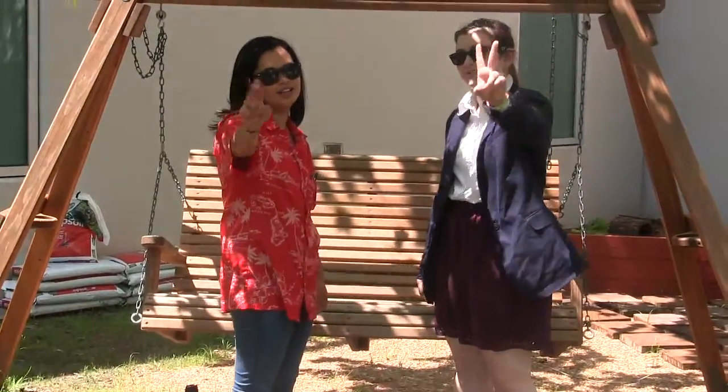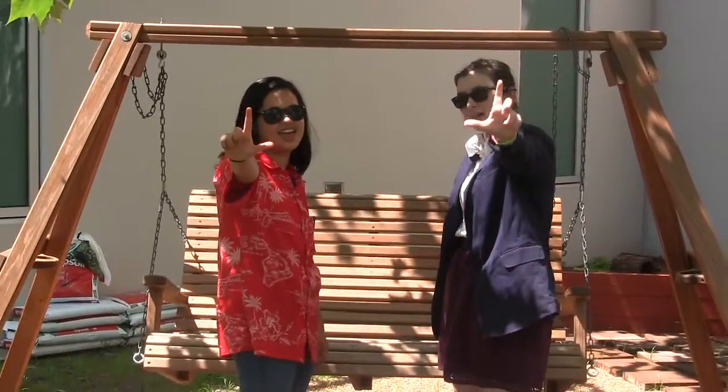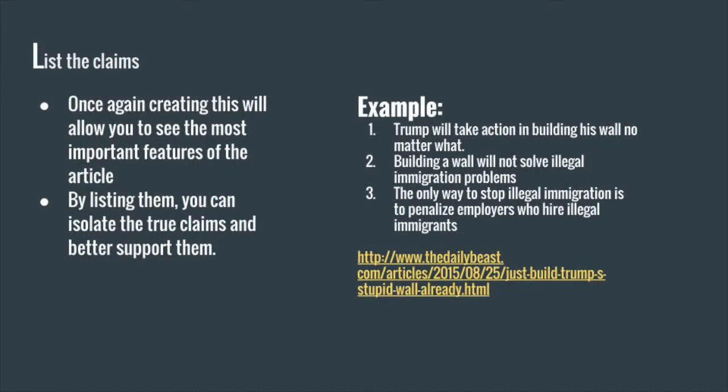Step 2 to getting OLECT is to list the claims. The next letter in the acronym is L, listing your claims. Creating this will allow you to see the most important features of the article, such as the main claims, and by listing them, you can isolate the true claims and better support them. For example, Trump will likely take action in building his wall no matter what. Building a wall will not solve illegal immigration problems, and the only way to stop illegal immigration is to penalize employers who hire illegal immigrants.